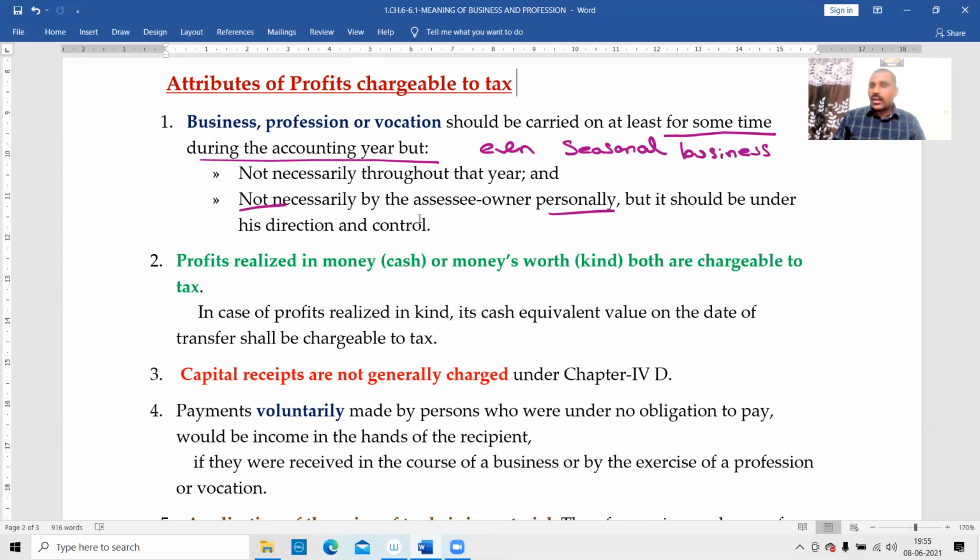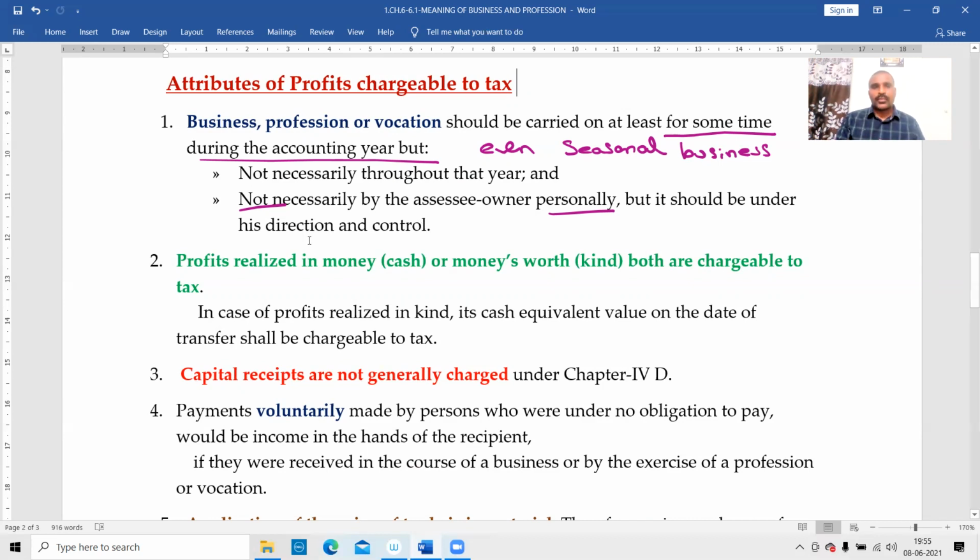Next point: business need not be done by the assessee owner personally. A business done through an agent is also taxable. Not by the assessee owner personally. So even seasonal business is taxable, and even business done through an agent is also taxable. But that should be under our direction or control.